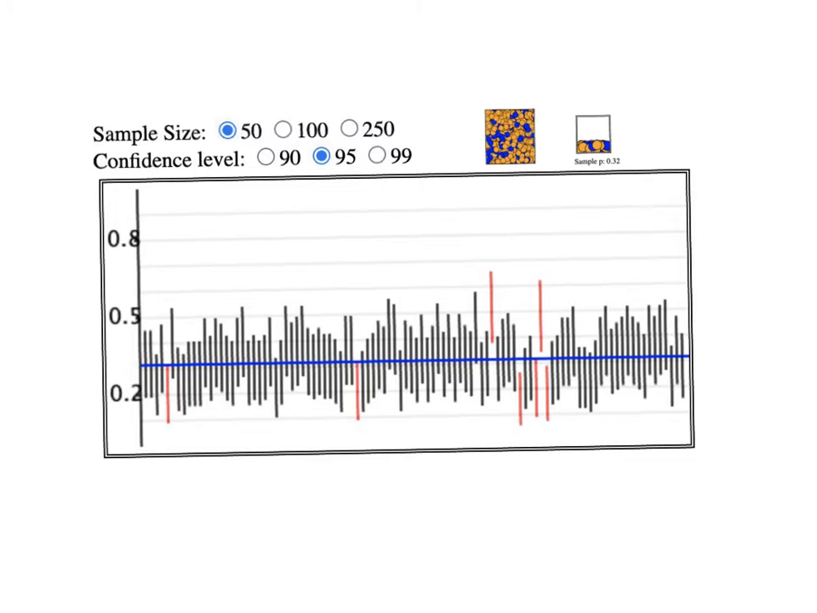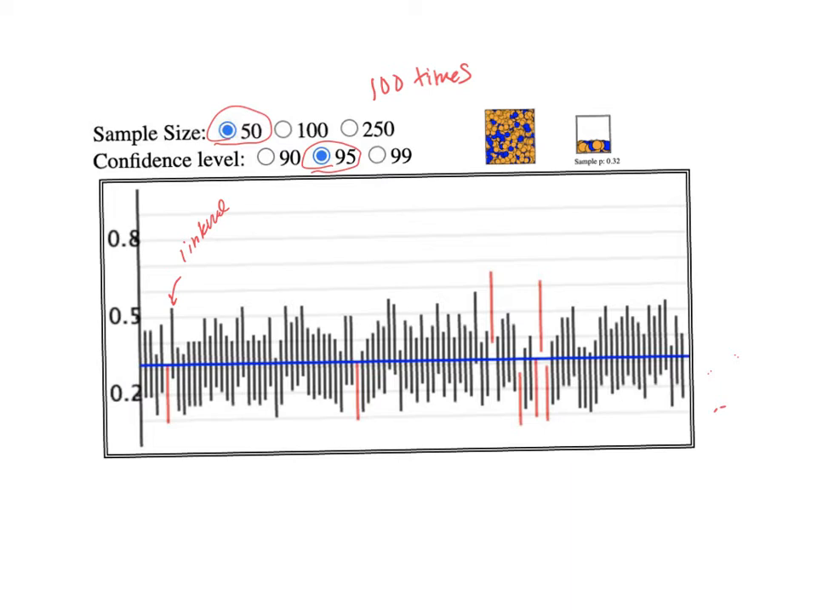Now, this is just an example. I have a computer program that allows me to create 100 confidence intervals at one time. So I took a sample of 50 marbles, and I made 95% confidence intervals, and I asked the computer to do it 100 times. Each black line on this graph represents one interval. So there are 100 lines on this graph.